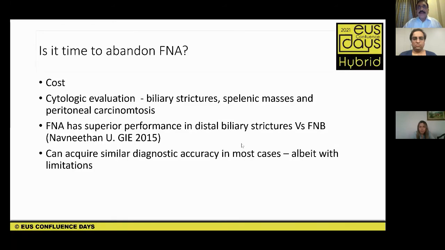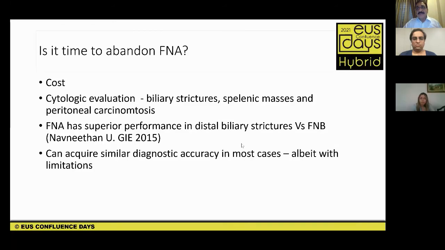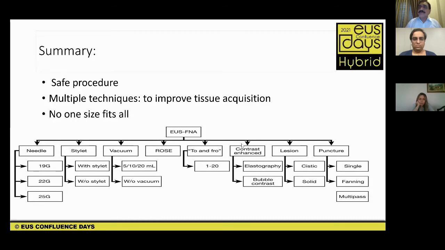We are not yet ready to abandon FNA because certain areas are superior, as in distal biliary strictures. So does one size fit all by using an FNA or FNB technique? No. We have lots to choose from. There are certain gray areas, but definitely we are in a far superior position than we were in 1992. Thank you very much for your patient listening.